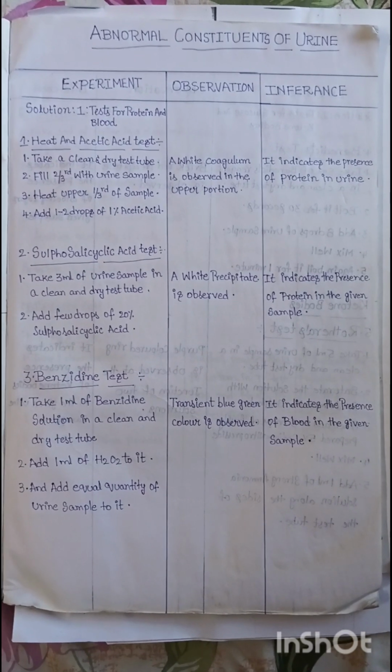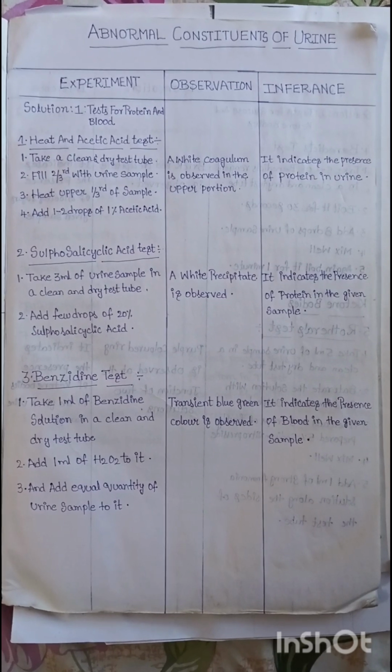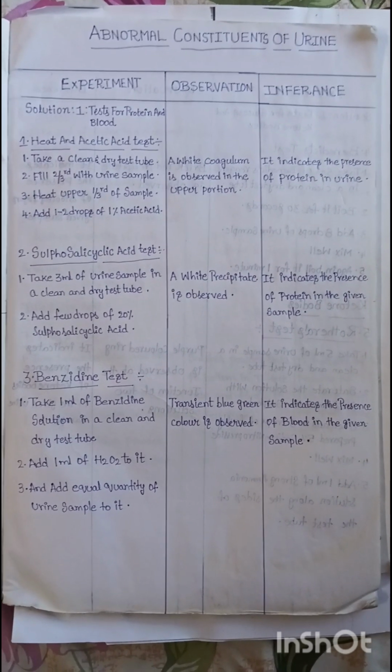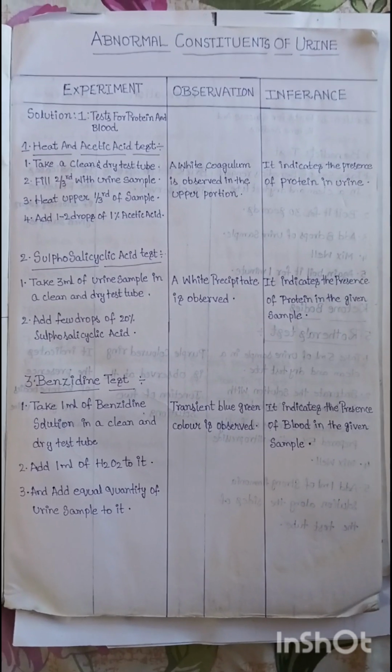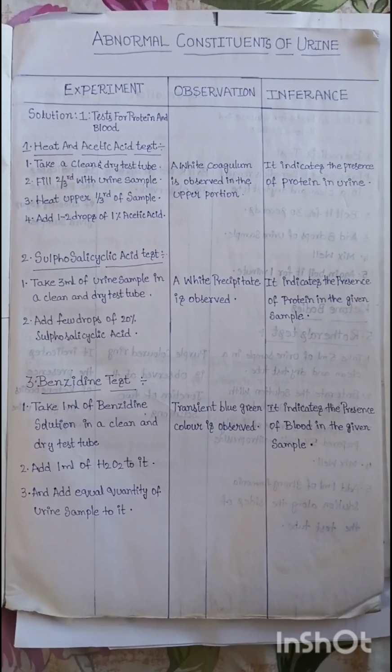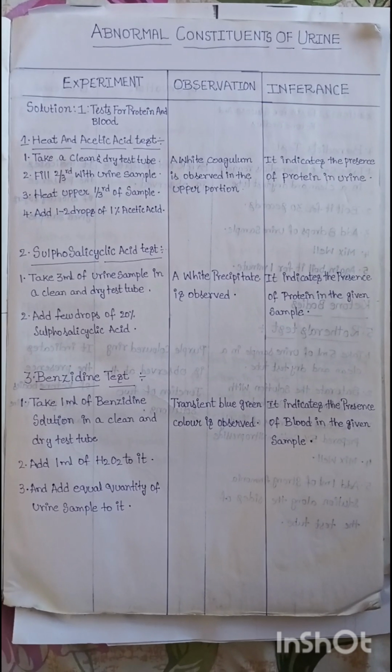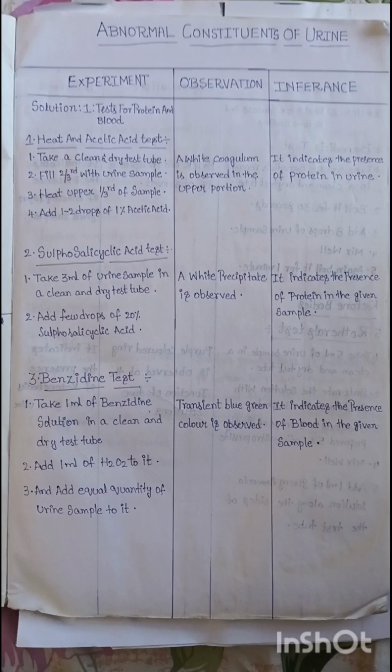Coming to the explanation of abnormal constituents of urine, you have to divide the page into three columns. First one is experiment, second one is observation, and the third one is inference. Now, how to perform the abnormal constituents of urine?